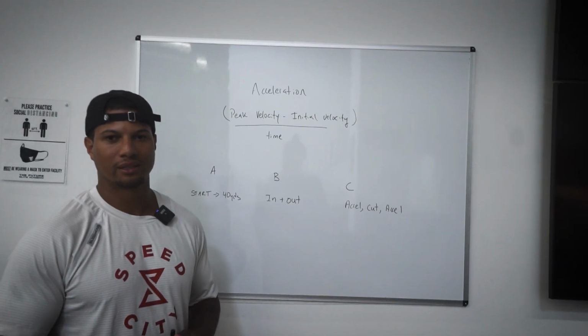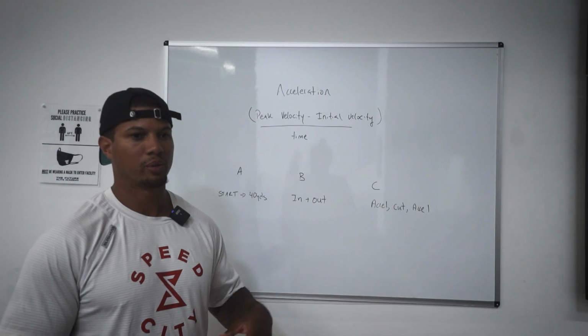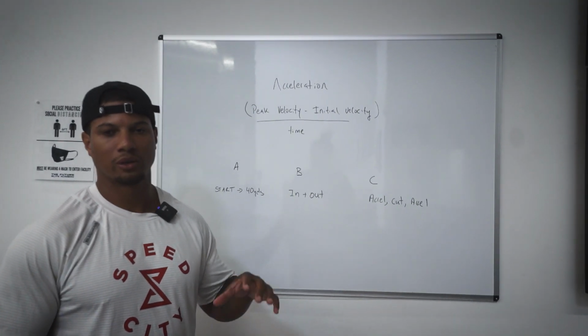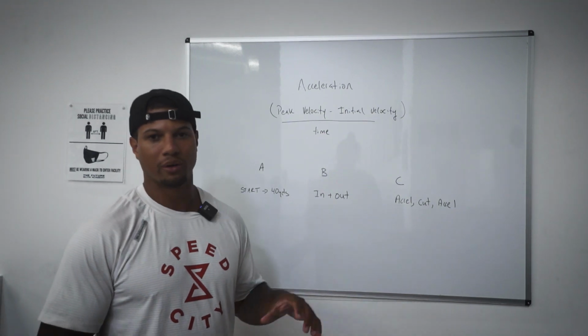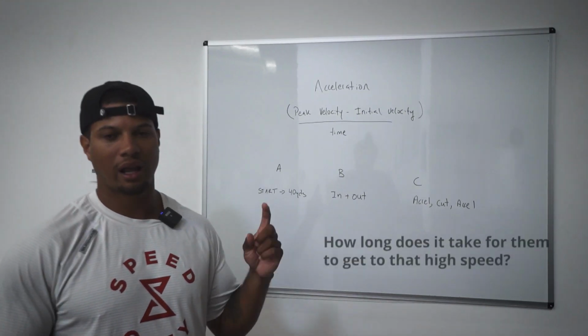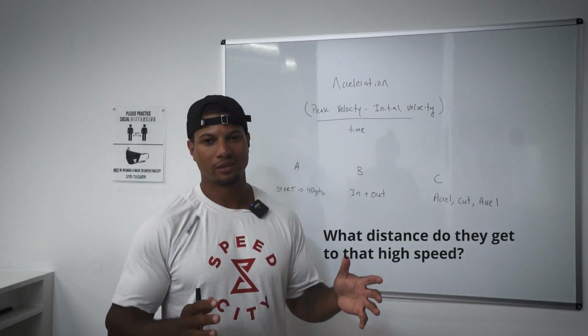First thing we're going to talk about is acceleration. So what I see a lot in college sports, even high school sports now, pro sports, is a lot of athletes saying their max miles per hour is how fast they run. But what's really important about that is, number one, how long does it take for them to get to that high speed and what distance they get to that high speed. And that to me is acceleration.